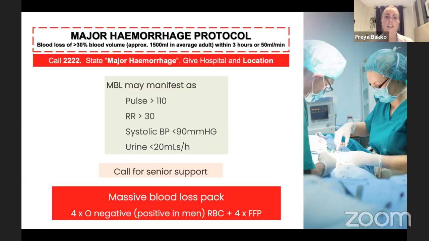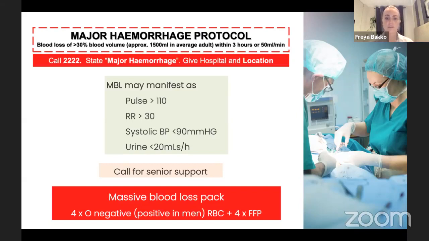Usually at UK hospitals, it's the standard 2222 number you call, and you state major hemorrhage and you give your location. So major blood loss may manifest as hemodynamic instability, which is a pulse over 110, respiratory rate over 30, which means the patient is probably hypoperfused, so they have a lack of oxygen going to their organs. Their systolic blood pressure might be low, and if they have a low urine output, that could also indicate a major blood loss. It's really important that you call for senior support at this point.